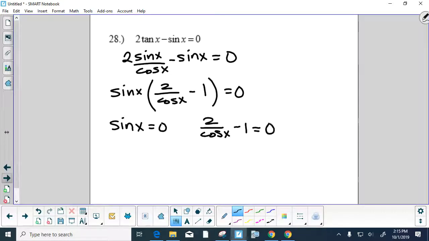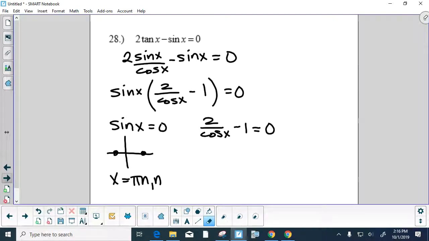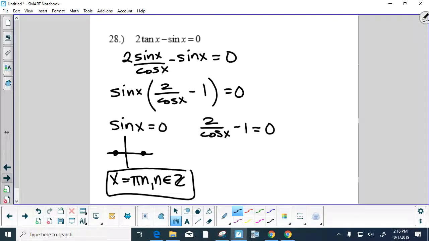Now, why am I not changing this to secant? Because I know the cosine values, right? I don't know the secant necessarily. So I'm going to leave it as cosine. Are you okay with that? Yes. So if sine is 0 on the x-axis, it's going to be x equals pi n. This is for all solutions, so pi n, n an element of the integer set. Could I write 0 plus pi n? Could I write pi plus pi n? Those are all equivalent. That would be all right.